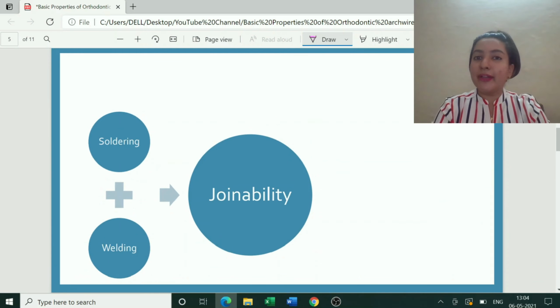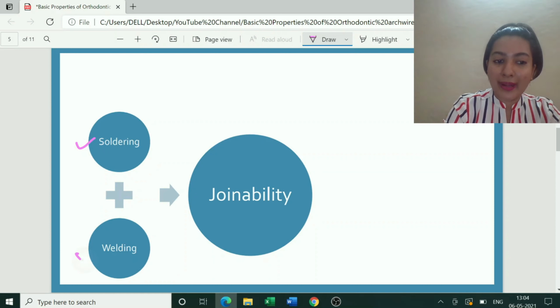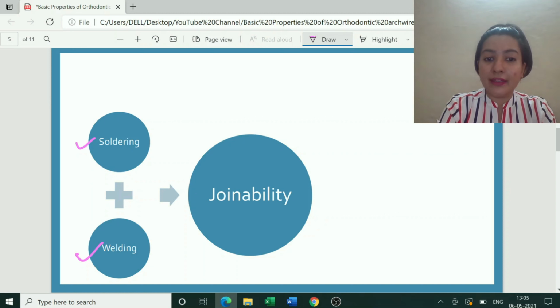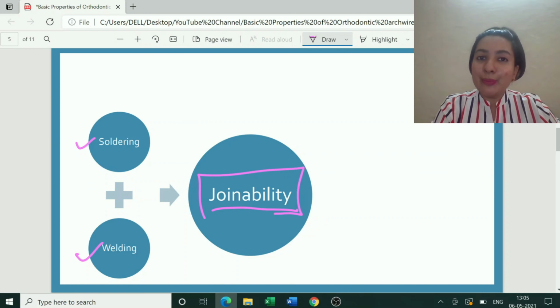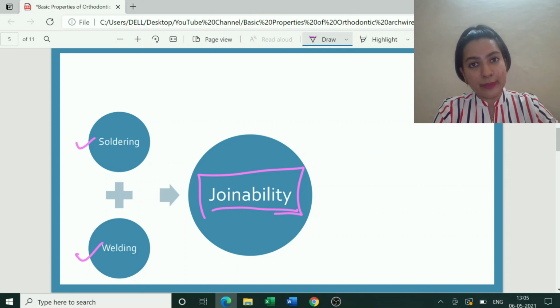Next concept is joinability. I am sure you all are very much familiar with the terms soldering and welding. Okay, when these two terms are combined together, they come under one broad category of joinability. So dear students, please remember, in case in the exam they have not mentioned the words soldering and welding, but they have used the terminology of joinability, it means they are talking about soldering and welding. So here we do not have to get confused. We should know all the synonyms, plus we should know the broad categories as well. So the broad category of soldering and welding is joinability.